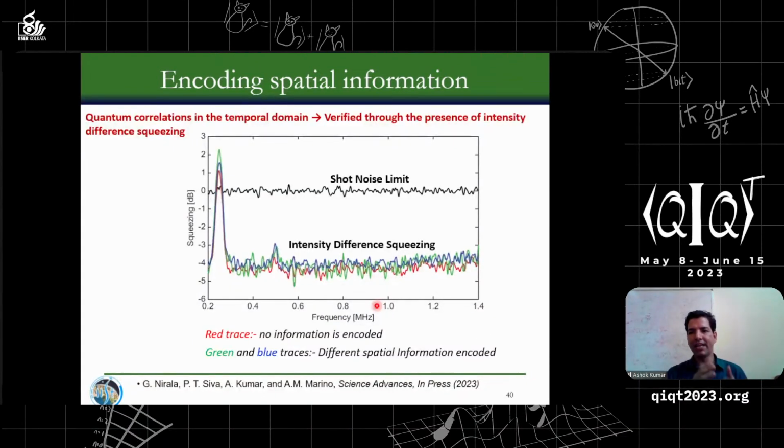Moreover, now one natural question will come. Of course, you did this cross correlation measurement, you encrypted information in both the beams. Of course, it is not available in the single beam, but how do you claim that it is quantum actually? So that is another question we have tried to address. For that, we did some temporal measurement, basically intensity difference squeezing measurement with the different spatial pattern.